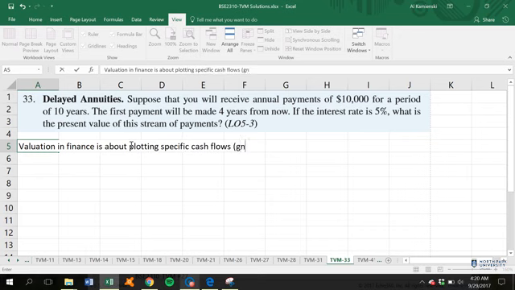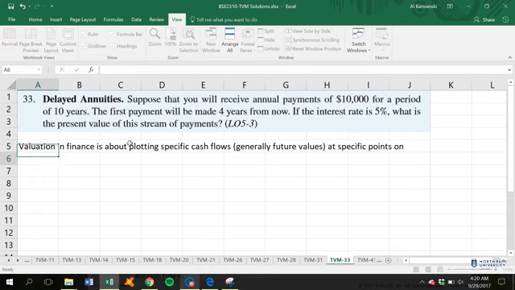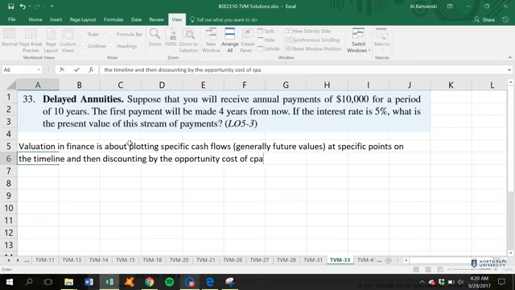They are generally future values at specific points on the timeline, and then discounting by the opportunity cost of capital, also known as rate, aka rate, to get net present value.